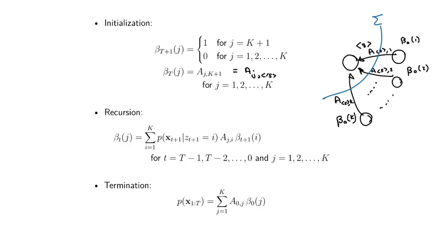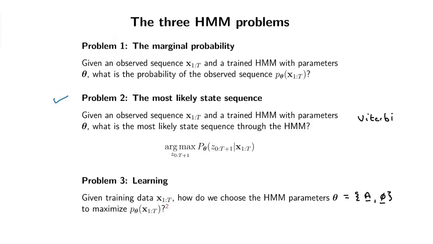Okay, and that all works out. So we've got the 3 hidden Markov model problems. You know how to find the most likely sequence using Viterbi. You also now know how to do the marginal probability. What's the name of the algorithm to do this? Forward algorithm. What's another algorithm that you can use? The backward algorithm. Okay, cool. Okay, and now we're getting to learning.